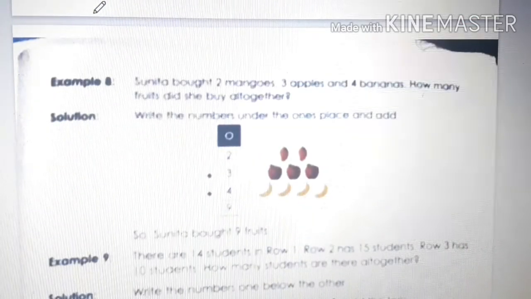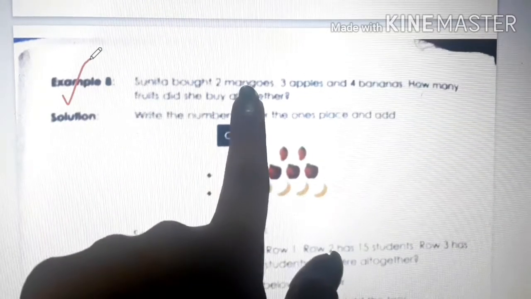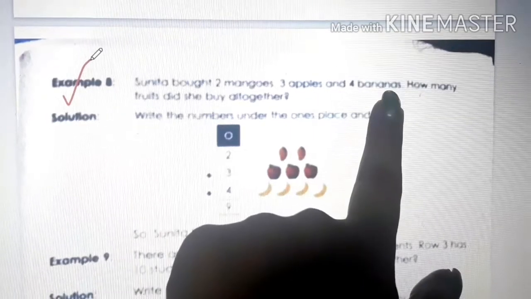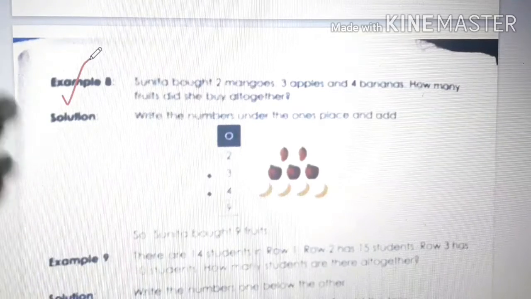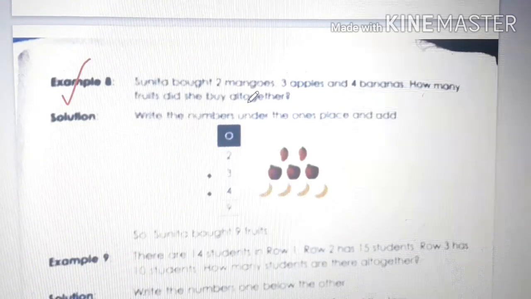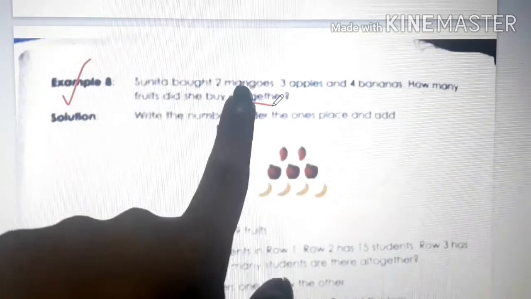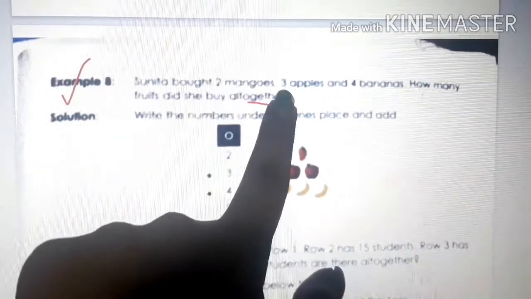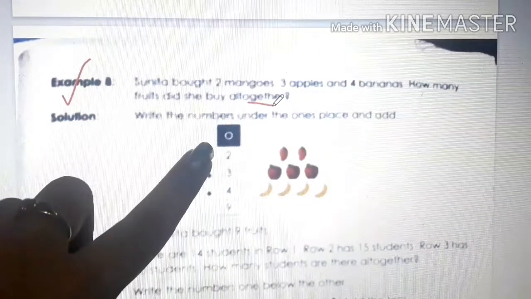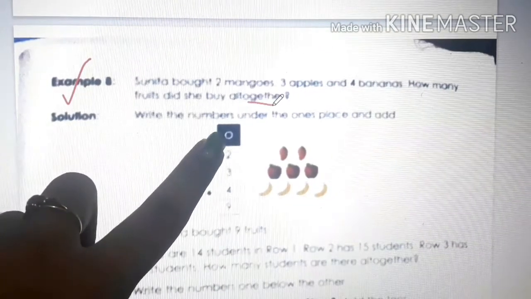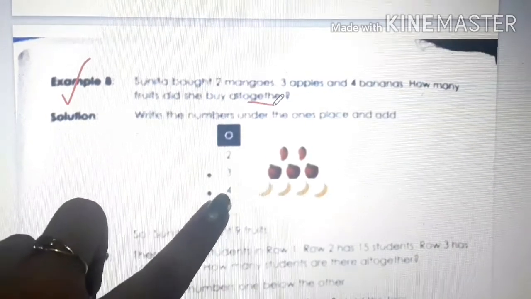Next example you can see. Example 8. Sunita bought 2 mangoes, 3 apples and 4 bananas. How many fruits did she buy altogether? Again, altogether, children. When the word altogether is there, what are we going to do? Addition. But Sunita bought 3 things. We are going to add 2 mangoes, 3 apples and 4 bananas. Okay? So children, first we'll write ones under ones, 2 plus 3 apples plus 4 bananas.